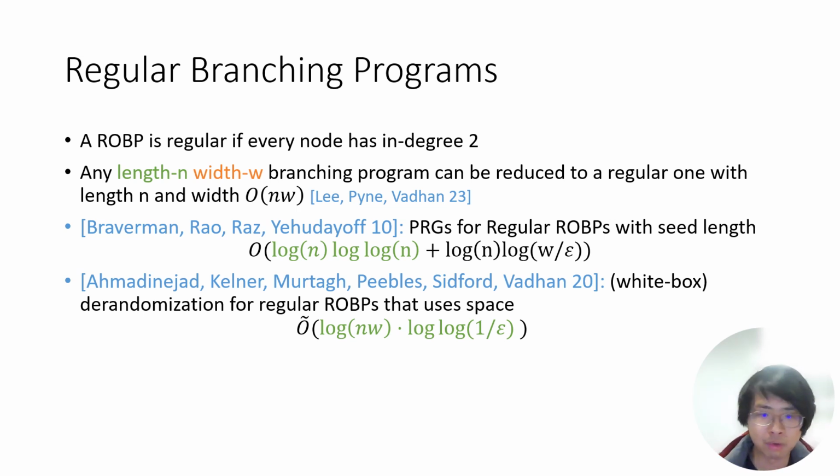And another exciting, more recent work by Ahmadinejad et al. shows that if we only care about white-box derandomization, where we can see the whole branching program, then for regular branching programs, we can approximate the random walk probability from a node to another node using almost optimal space, and even for very small error.